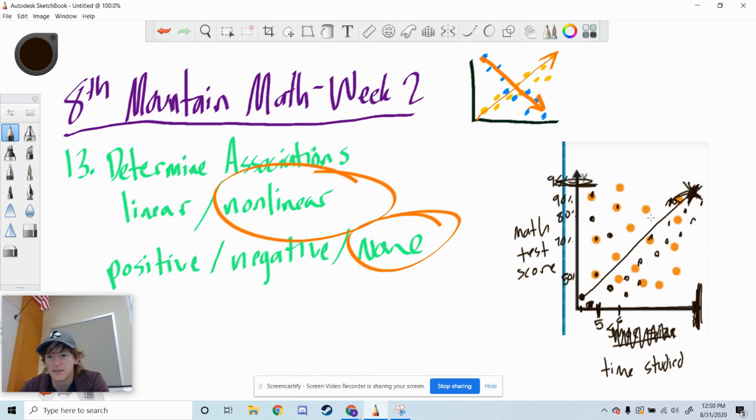But this one, they're comparing shoe size with math score, and that just doesn't matter. You can have any shoe size and do well in my class.